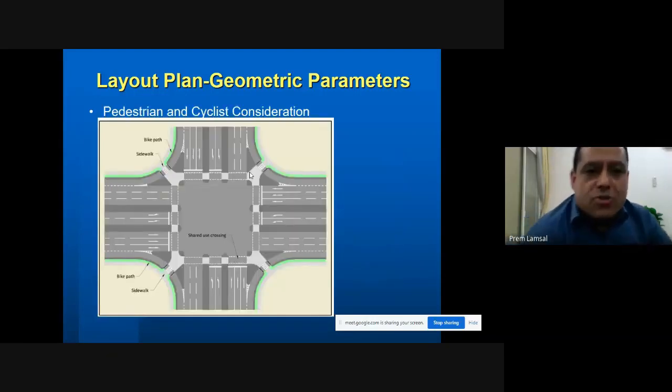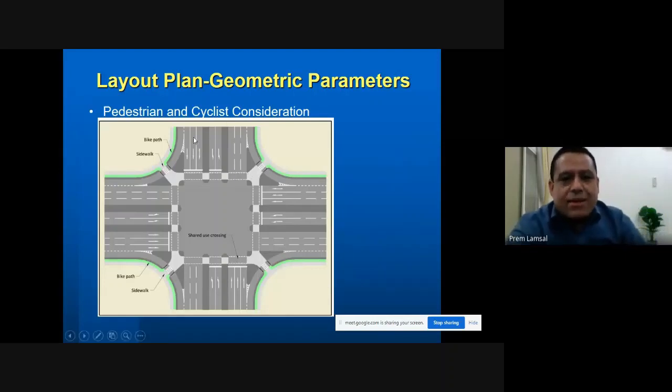This is the layout plan showing the pedestrian and cyclist consideration. What I'm trying to show is these green lines here. I'm not sure whether this diagram is very clear to you or not. This is the bike path here, this is the sidewalk here. Normally what we do at the crossing is we merge cyclists and pedestrians together. And you can see my mouse here. This is the pedestrian and cyclist crossing, and they can go here. If they want to go to the opposite side, they can come here and go like this. So this is the typical four-legged intersection considering pedestrian and cyclist criteria.